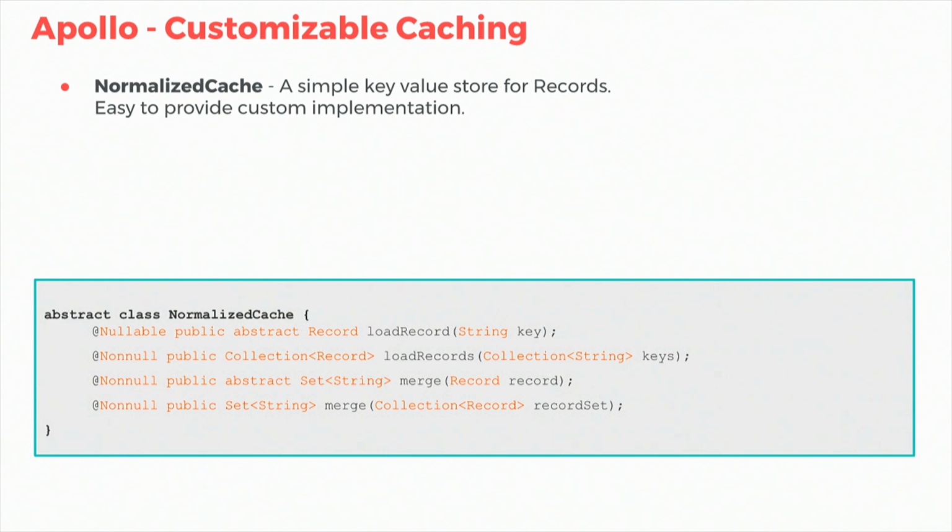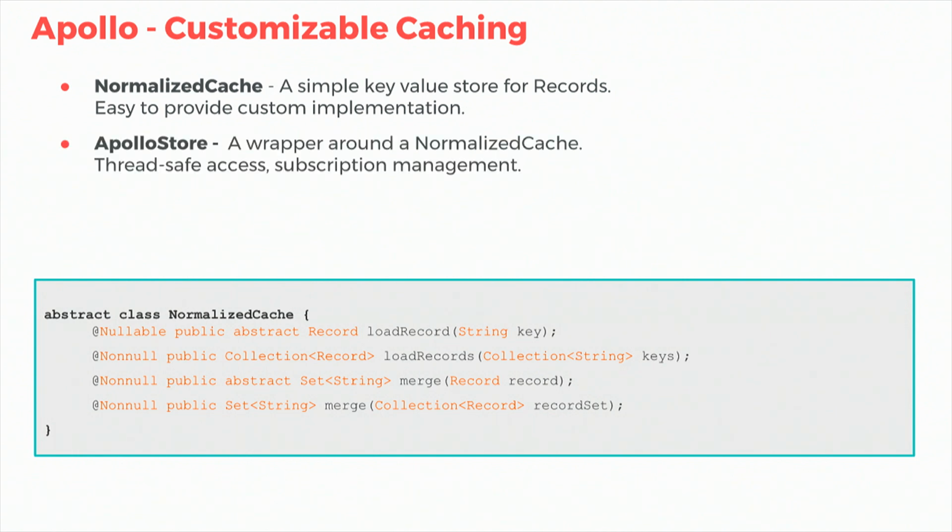One thing I want to call out that was very intentional in our design was we wanted to make it very easy for any mobile developer to write their own implementation of a normalized cache. So maybe you're not happy with our choice to store in SQL. All you need to do is implement these methods, which is essentially just a key value store for records. However, what we do for you is we wrap the normalized cache in an Apollo store. And this is going to give you thread-safe access, backed by a read-write lock, and subscription management if people are watching queries.